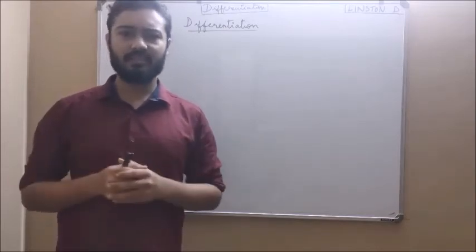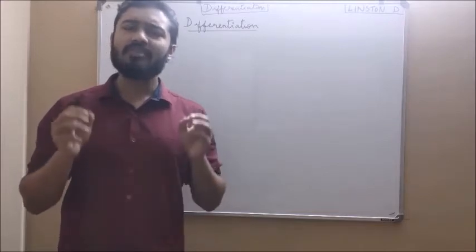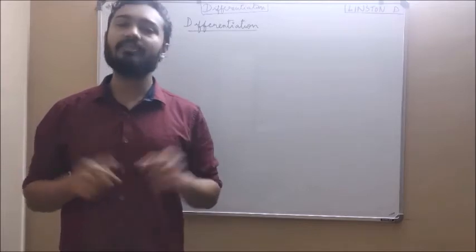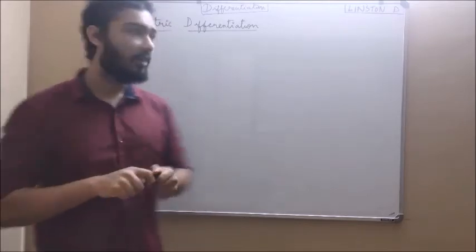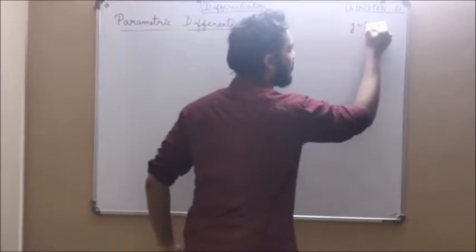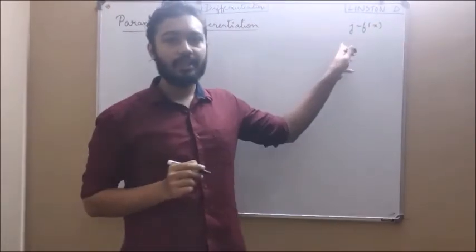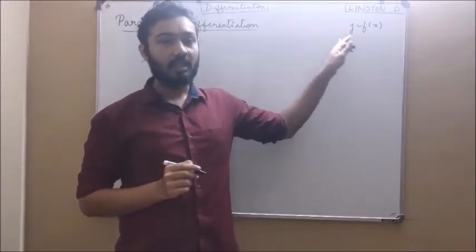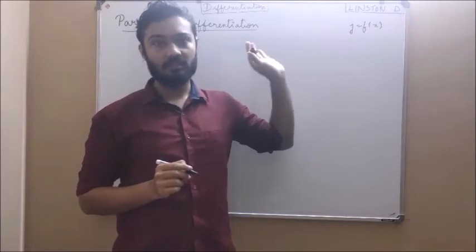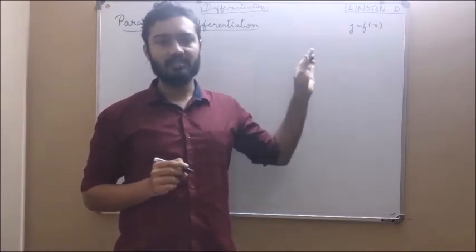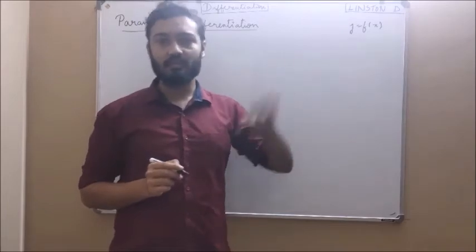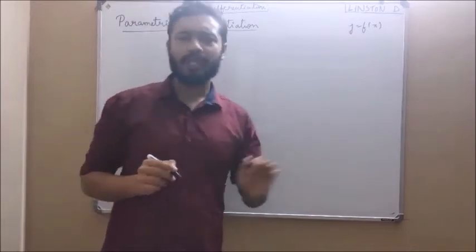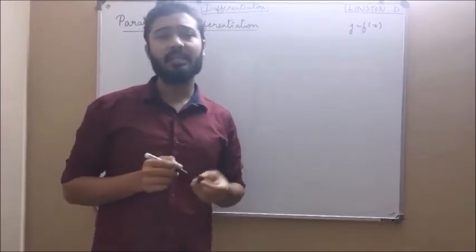What is a parametric differentiation? Now, you have studied the relation between x and y. We have learned the relation between x and y as y equal to f of x, where y is the dependent variable and x is the independent variable. This is one type of function. Another function we saw is implicit function. Implicit function is a function in which the equation contains both x and y, where y is the function of x. Now today we are learning the parametric differentiation.